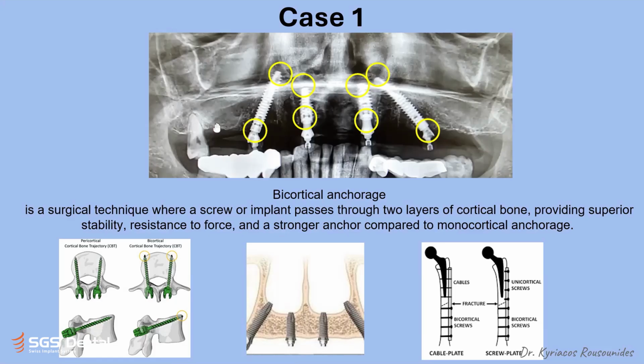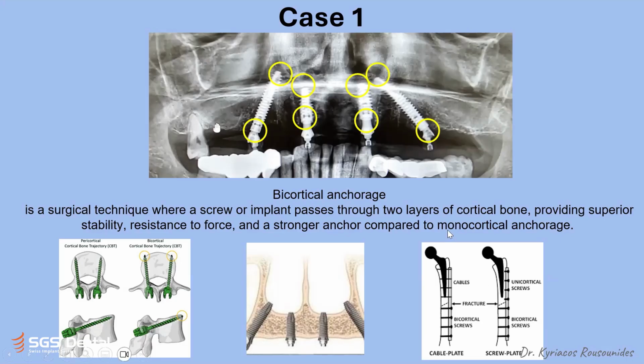And we don't speak for the mouth, we speak for the whole spine. Here is the same in a femur, and here we see the bicortical screws attached from one side of the fracture to the other, so they can stabilize the bone in the best way possible.